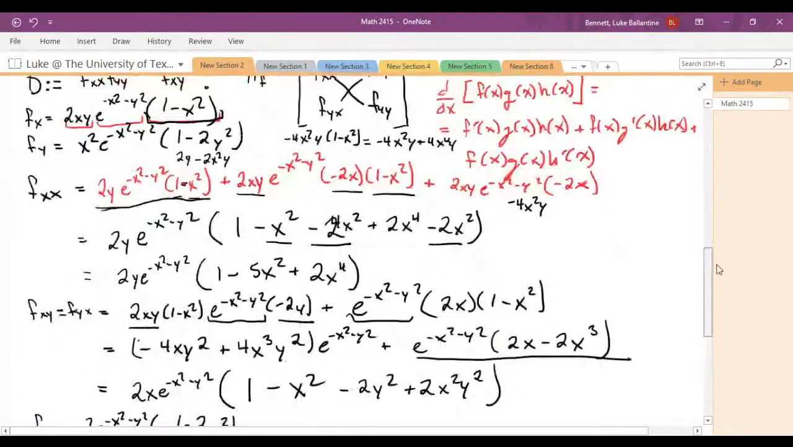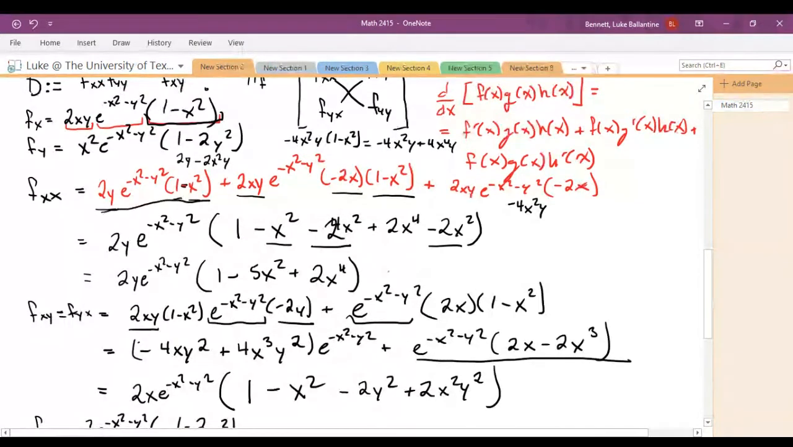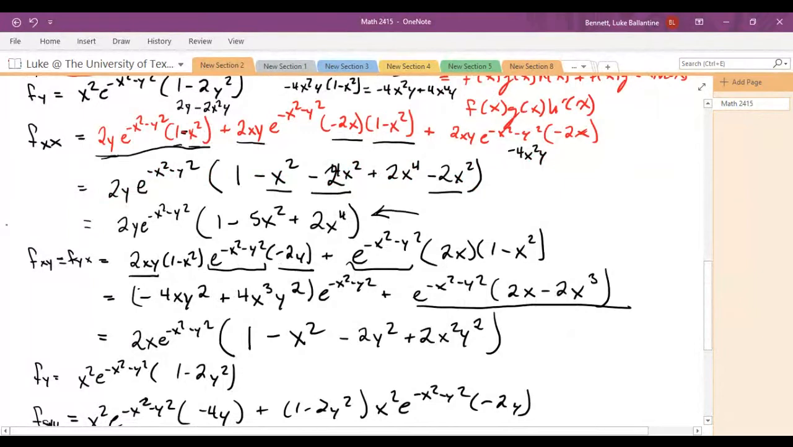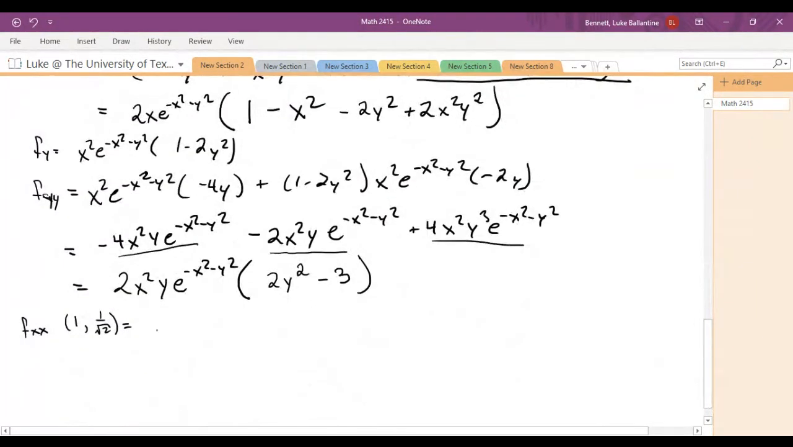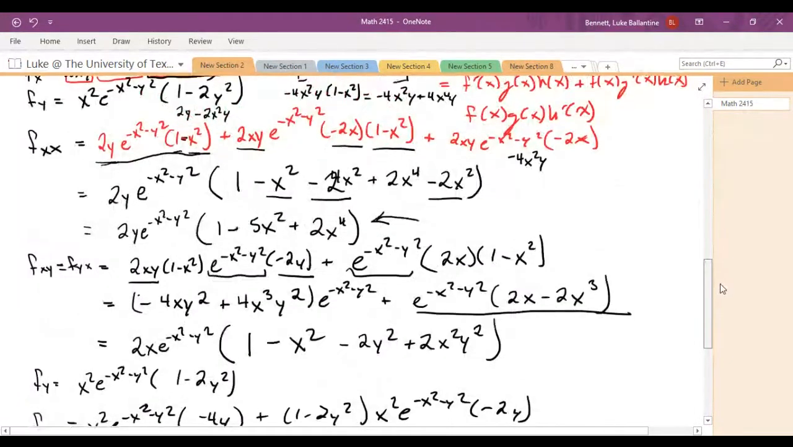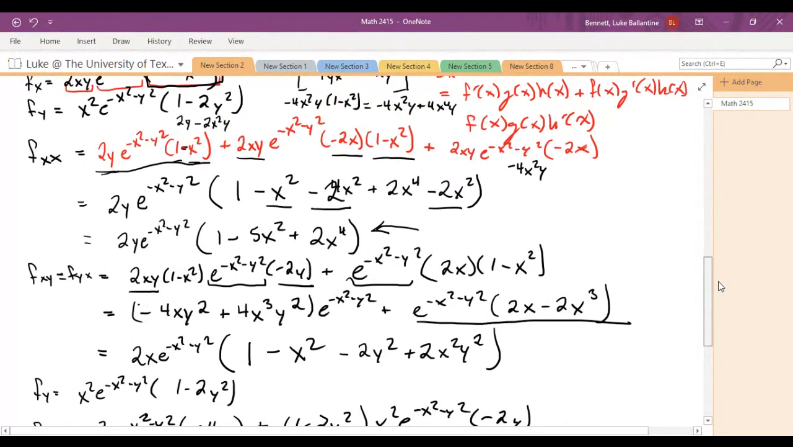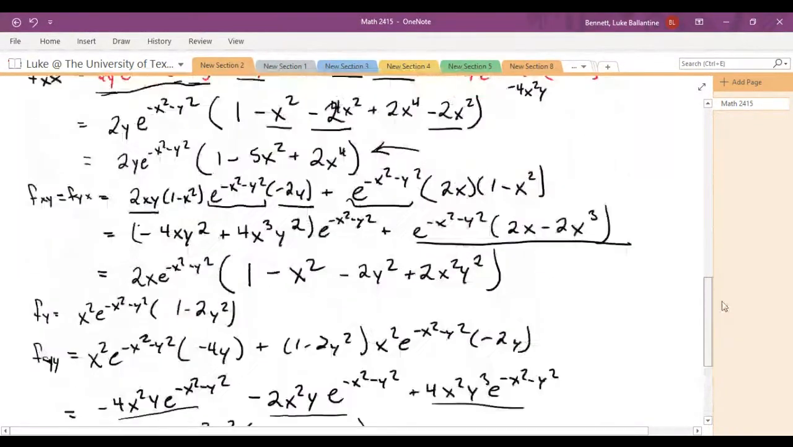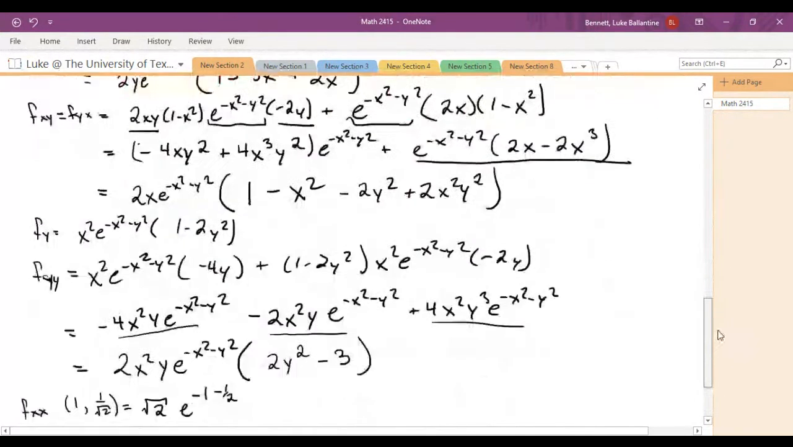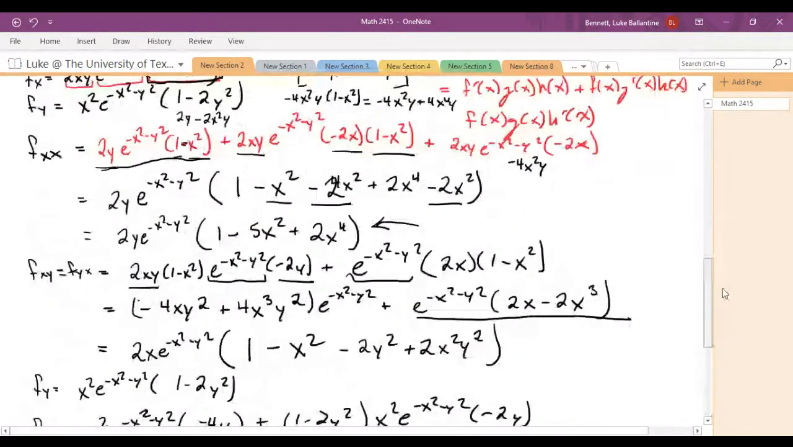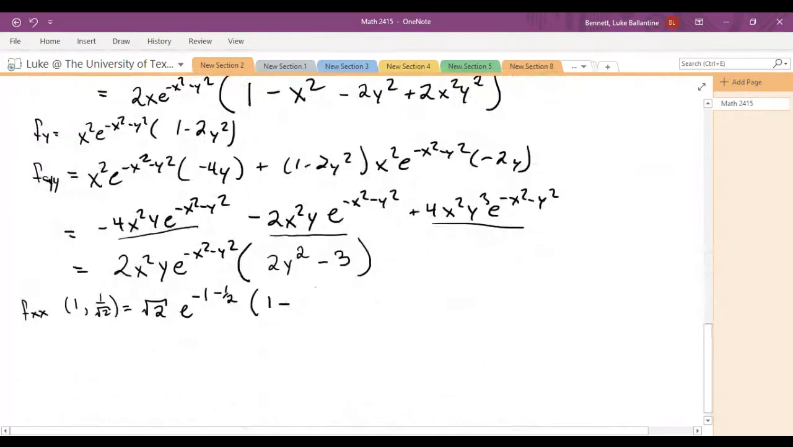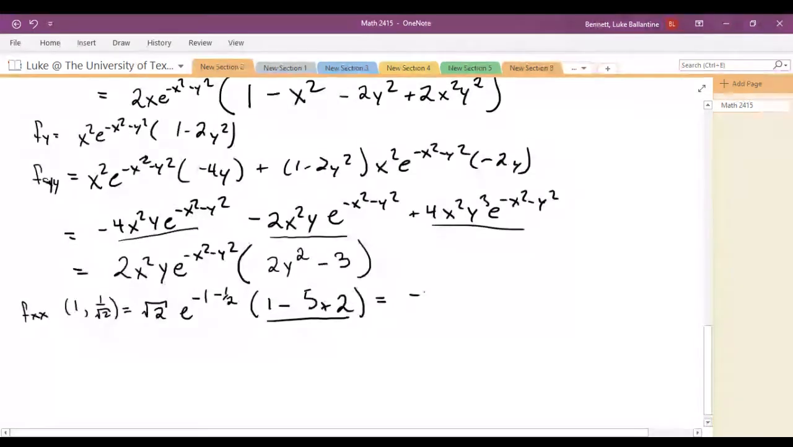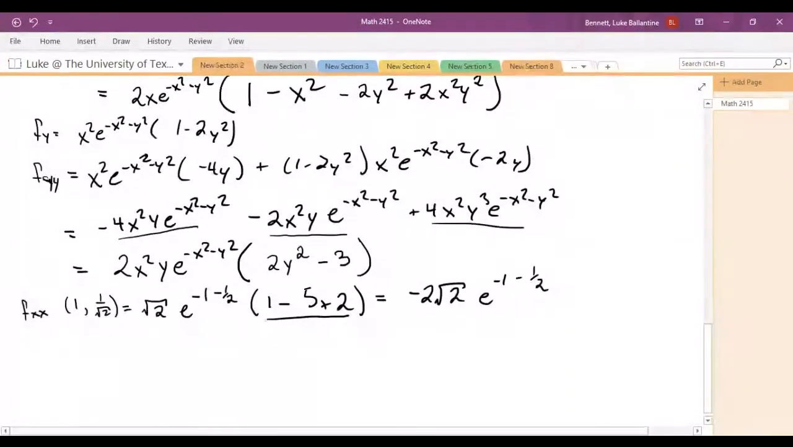Well, f sub xx is this animal right here. So I get 2 times 1 over root 2. 2 times 1 over root 2 is really root 2. And I have e to the negative 1 minus 1/2. And I have 1 minus 5x squared. X squared is just 1, plus 2x to the 4th is just 1 as well. So then, what does this turn out to be? This is negative 4, so negative 2. So this is negative 2 square roots of 2 e to the negative 1 minus 1/2. This is less than 0.